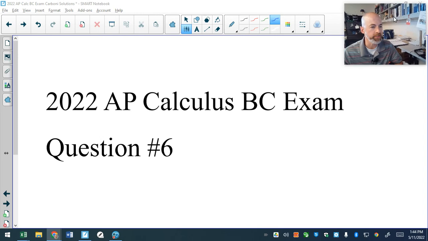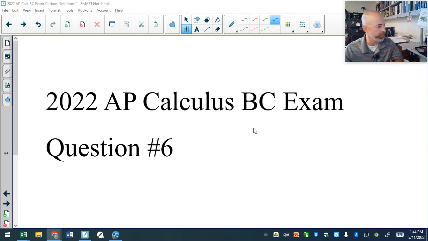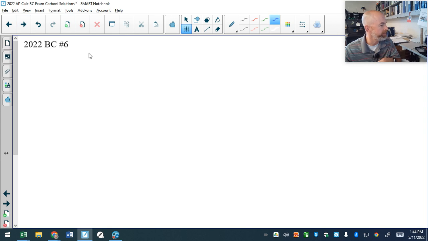Let's look at question number 6 from the 2022 AP Calculus BC exam. This will most definitely be the Taylor series question. I have not read the questions yet. I'm solving these in real time, and we will see how I do.